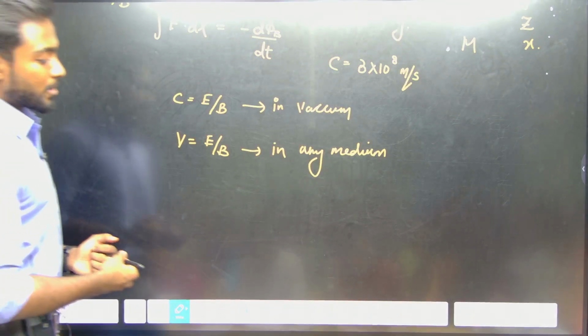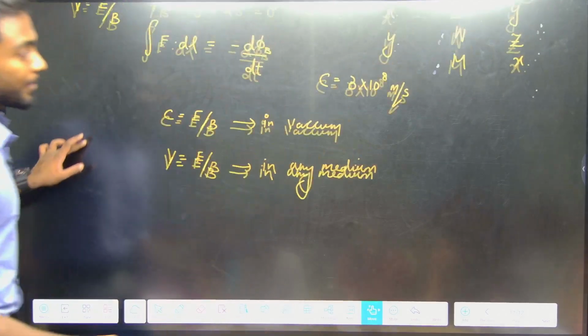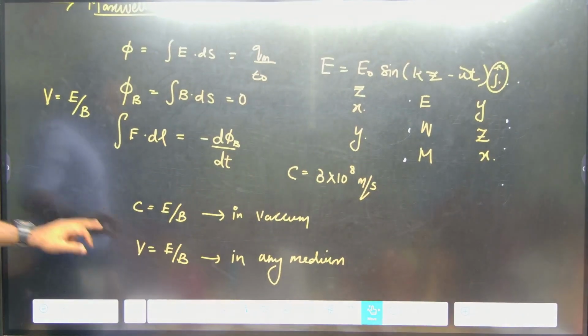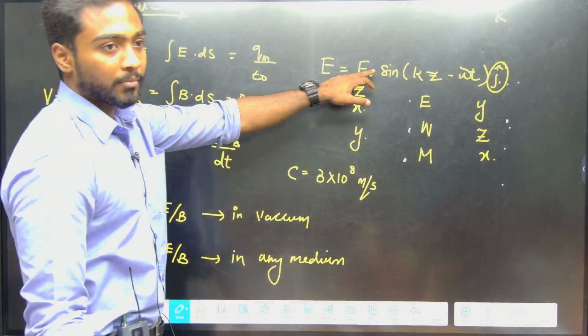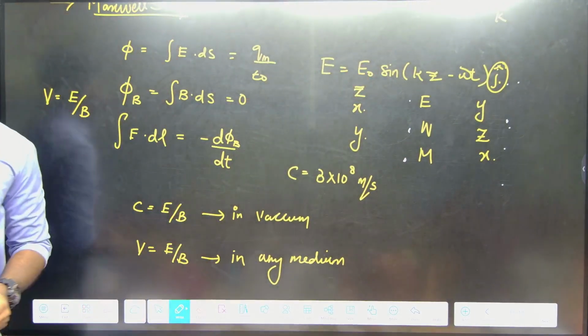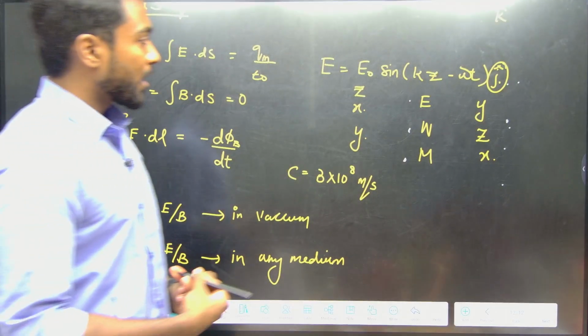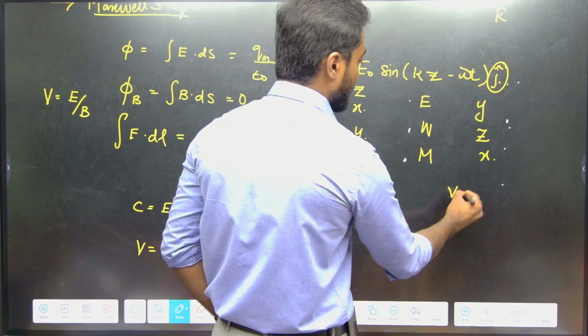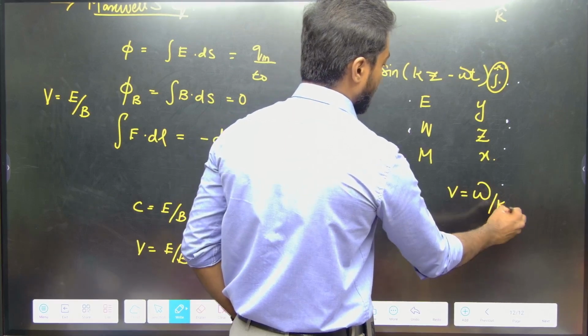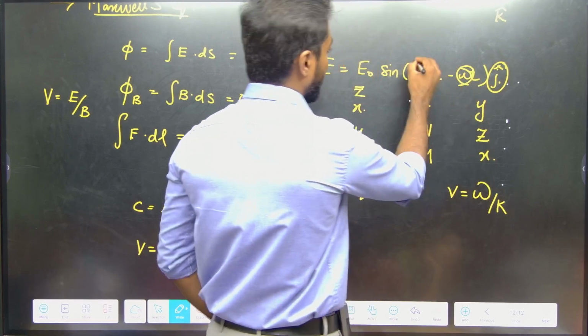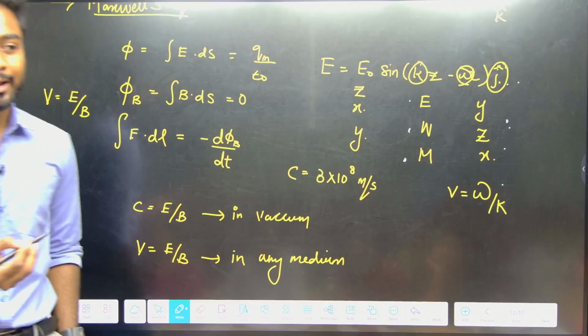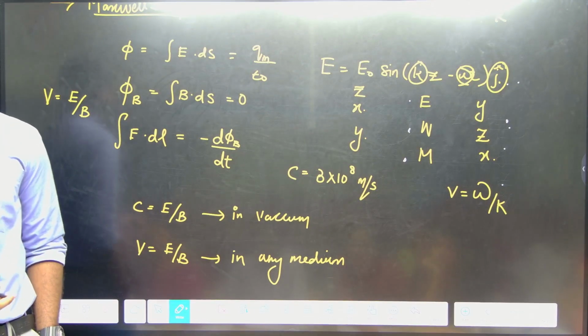So from the equation, if we need to get the value of V, it is V equals omega by k. So if the omega value and k value are given in the equation, I can get the value of V.